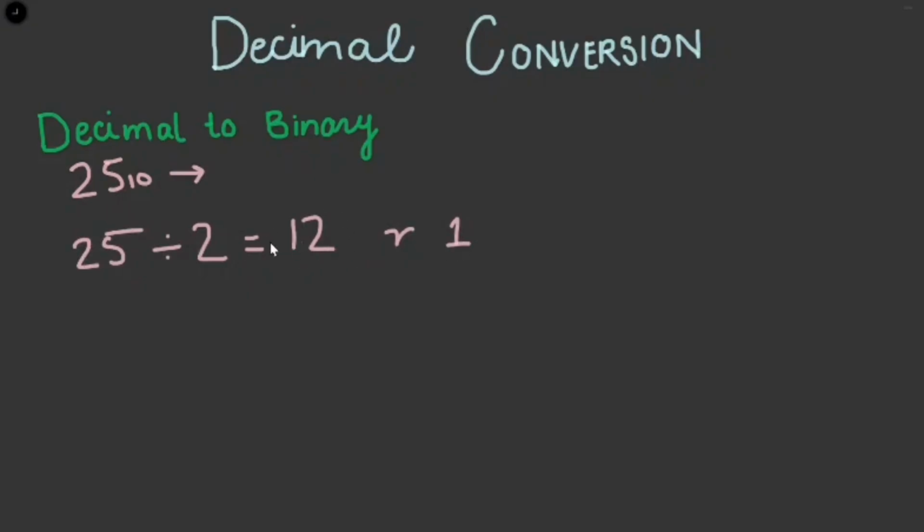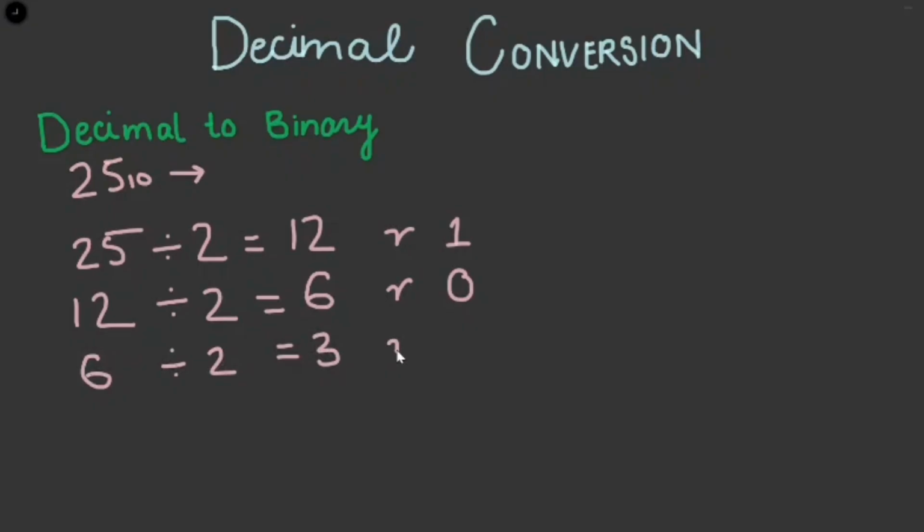And now you have to take the answer here and then divide it by 2 again. So 12 is divisible by 2 and it is 6, and since it is divisible by 2, we do not have any remainder, so we would write 0. Now we will divide 6 by 2. Again 6 is also divisible by 2 and it is 3, and since it is divisible, our remainder would be 0 again.